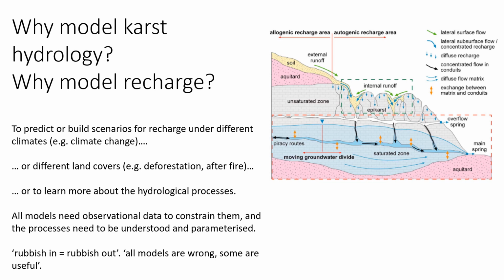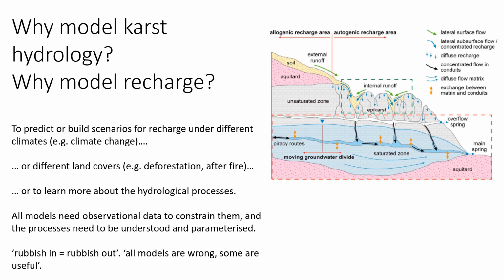Or we might want to build scenarios for different land cover changes. So this could be deforestation or change in land management. Most recently, we have accidental deforestation or short-term deforestation after wildfires. And again, we can model that because the main change that will come from deforestation will be in the evapotranspiration term, the amount of tree water use that happens.